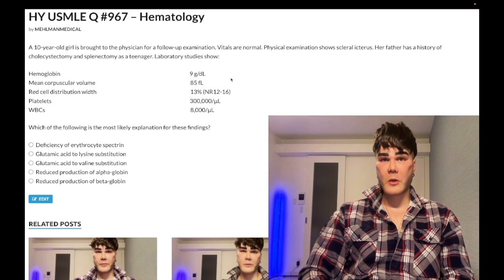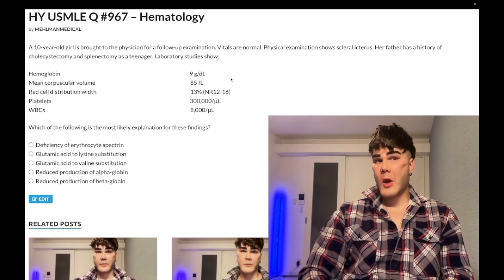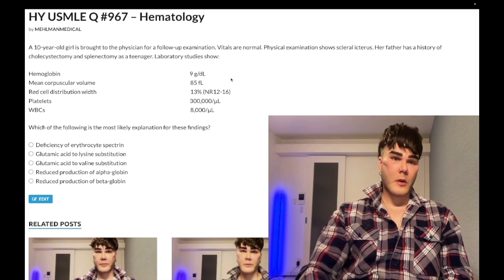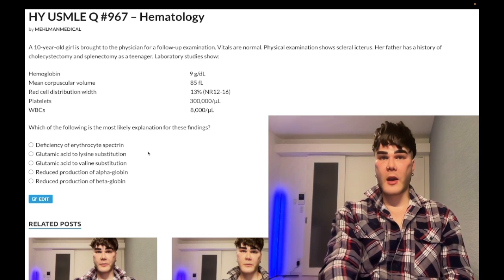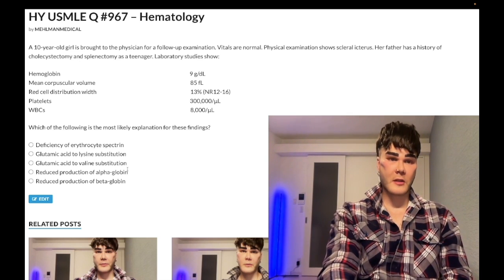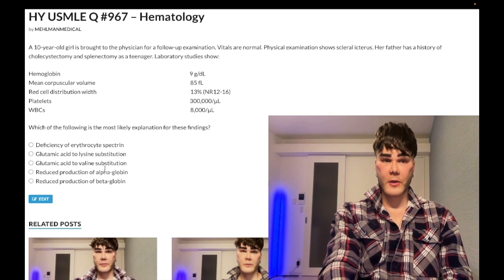Non-existent diagnosis on USMLE. When I say non-existent, I mean maybe one or two questions on all of the NBME material combined for steps 1 and 2. Okay, it's shown up maybe once. Wrong fucking answer. Choice C, glutamic acid to valine substitution, wrong fucking answer, refers to sickle cell.